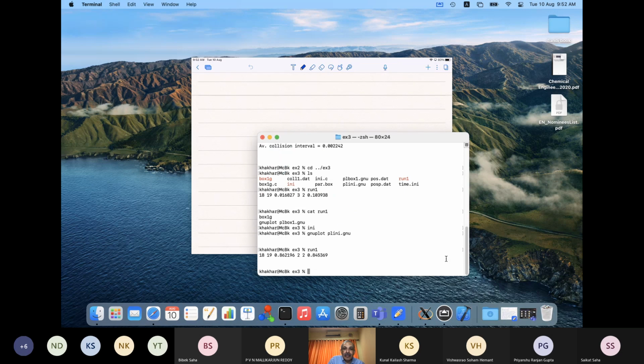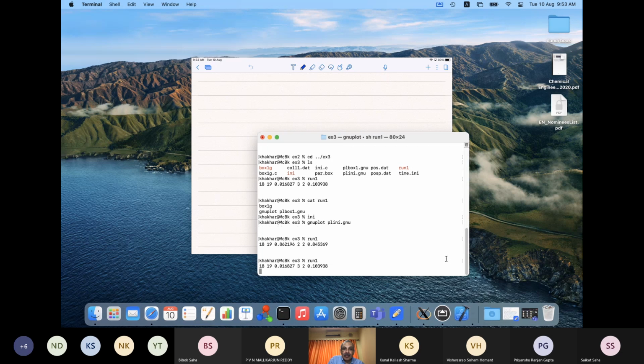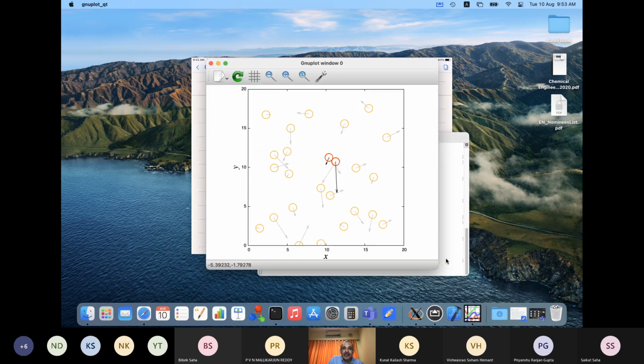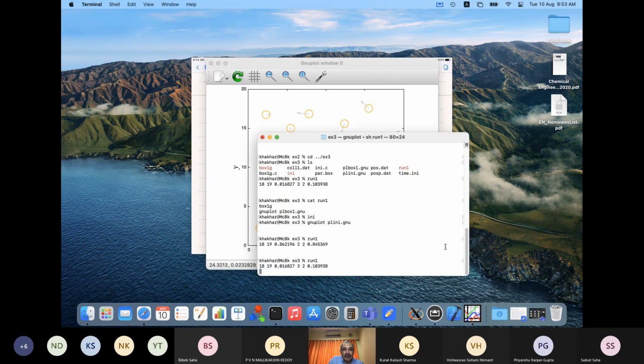And now if I run it again, starting from where I did, you'll see that 18 and 19 will collide. So now 18 and 19 have collided with each other, and the new velocities are like this. But now you see all the particles are trying to fall down because there is gravity. The collision time for this was 0.016.